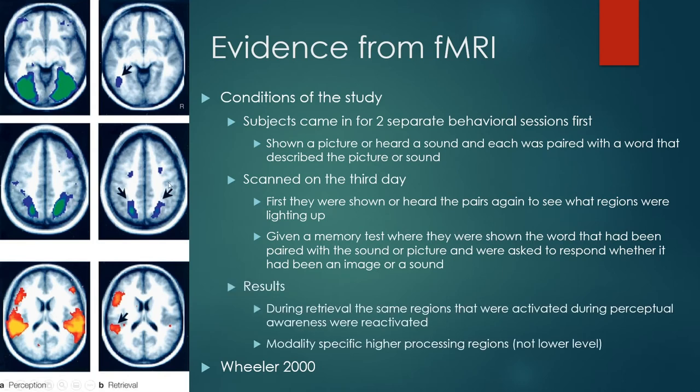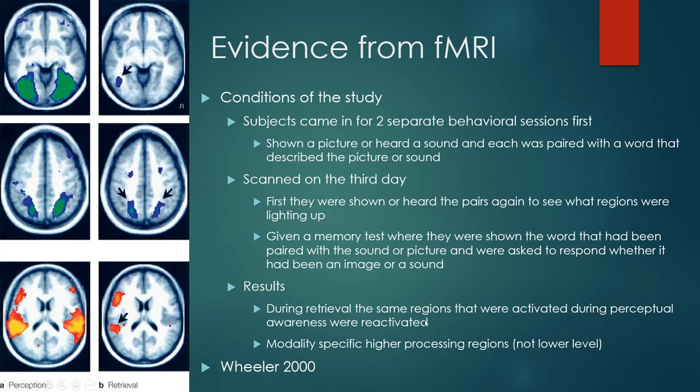And what they found was what we see over here. This top image on the left is what was happening when they were viewing pictures. So you see a lot of occipital activation. This is the visual cortex, and the secondary visual areas were really heavily activated. And then down on the bottom left is what was heavily active when they were listening to sounds, and you see really heavy temporal lobe activity here.